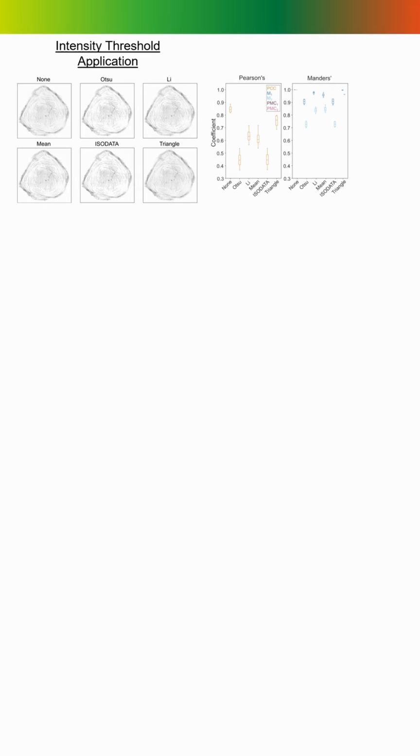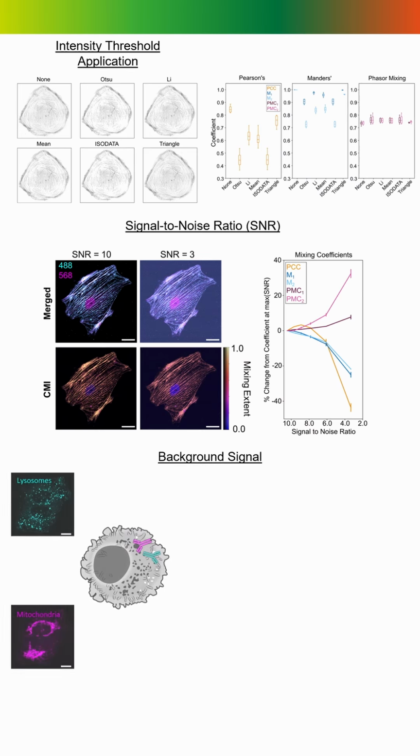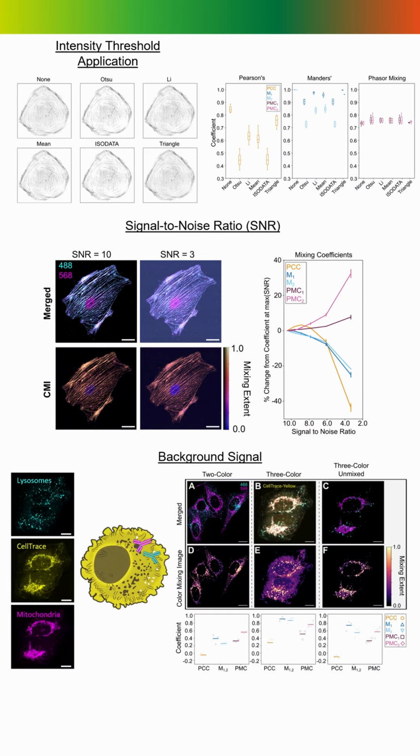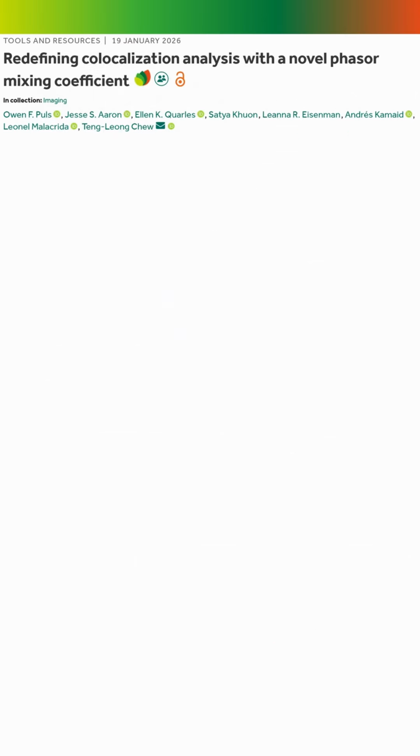Importantly, we showed that PMC is less sensitive to experimental choices and factors such as intensity threshold application and noise. Moreover, we also illustrated that PMC can facilitate mixing analysis even in the presence of significant background signal. These all represent factors against which Pearson's and Manders are particularly sensitive. In this way, PMC offers users an innovative, robust, and flexible way to measure and visualize biological association.